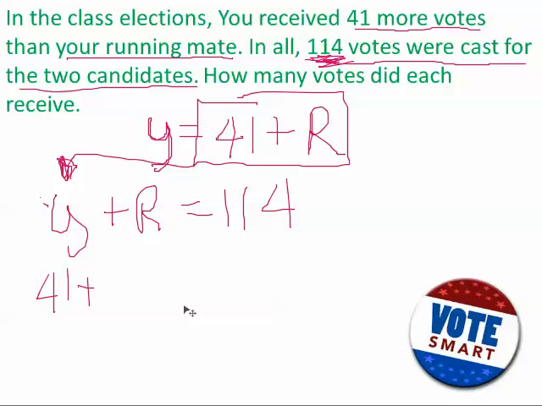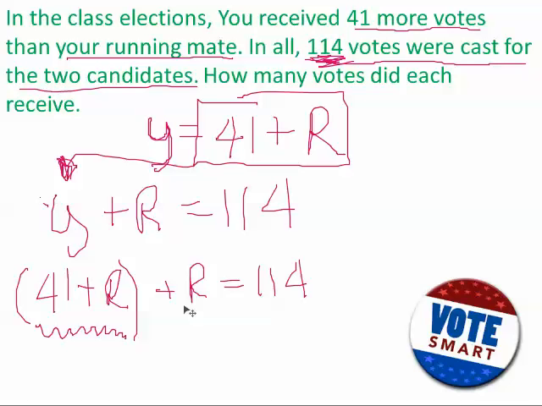If I let Y be 41 plus R, then plus R, which is the number my running mate got, that should equal 114. So let me just slow down and point this out again. 41 plus R, that's how many votes you got. And then your running mate's number is R, and together that's 114. So we can solve this equation to find out how many each one of you got. So 41 plus R plus R, I get 41 plus 2R.